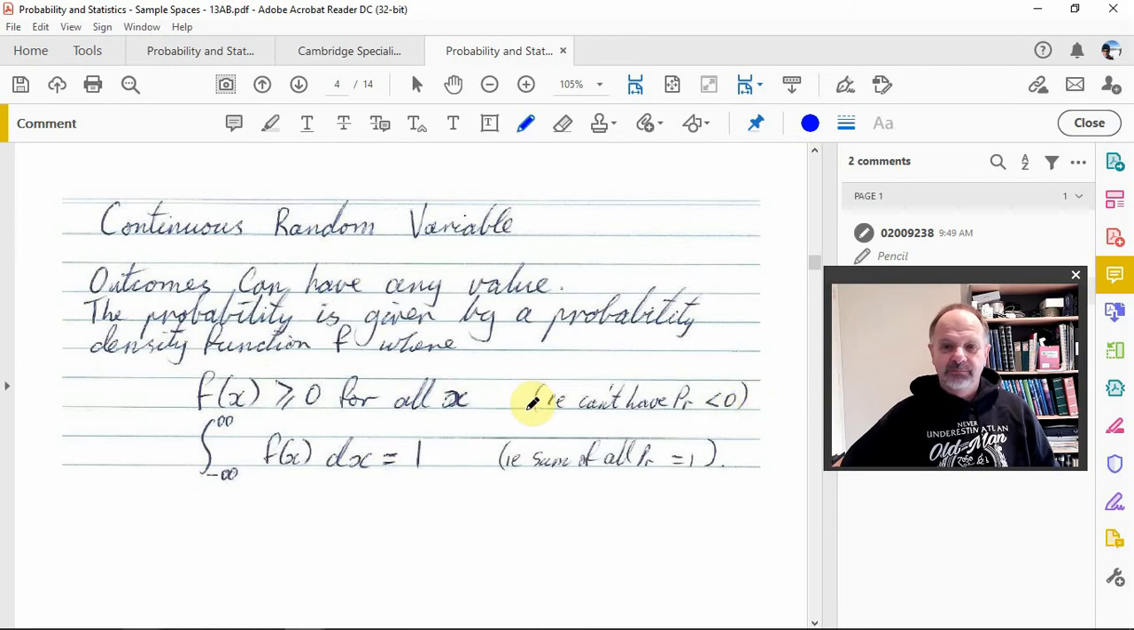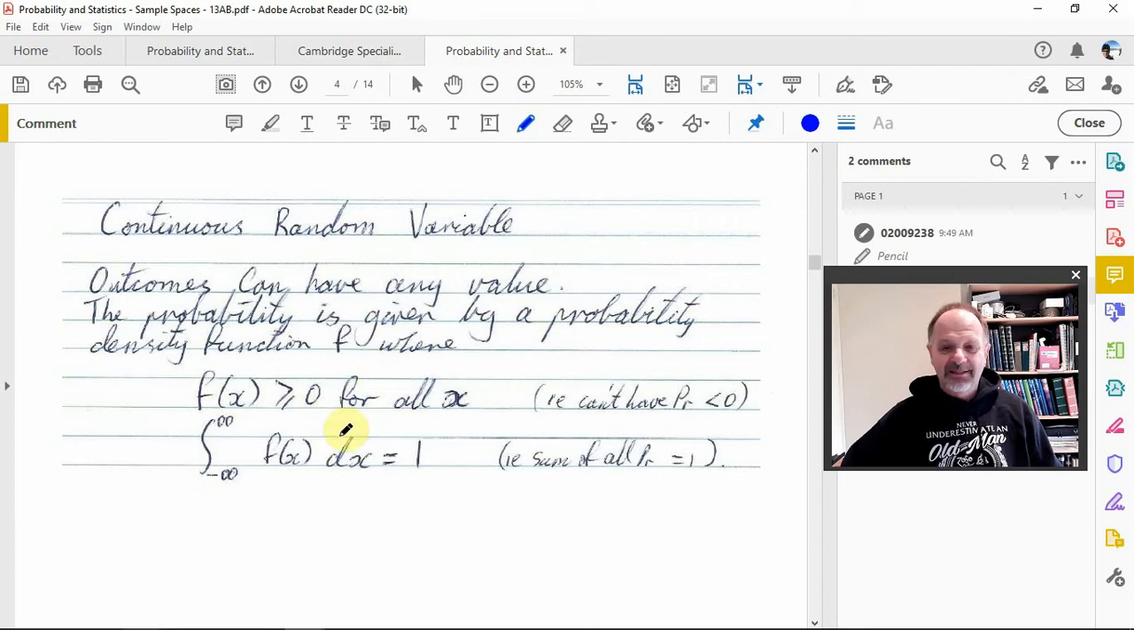If you've got a normal 6-sided dice numbered 1 to 6, what's the probability of getting a 10? Well, that's 0. It's not negative, it's 0. So it's got to be greater than or equal to 0.